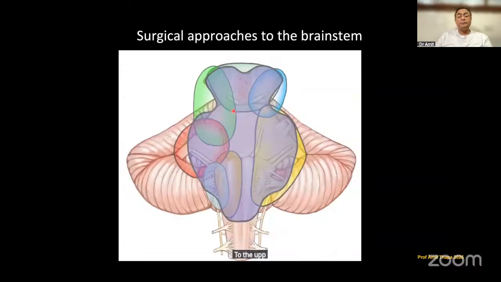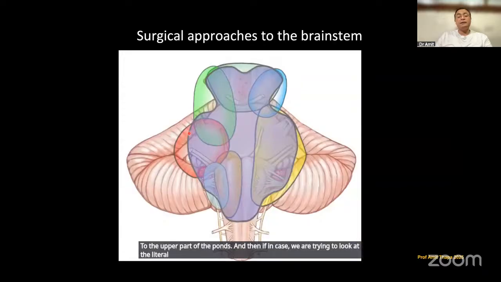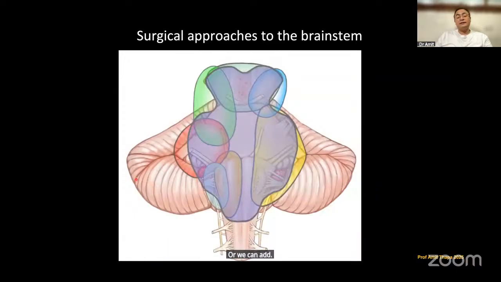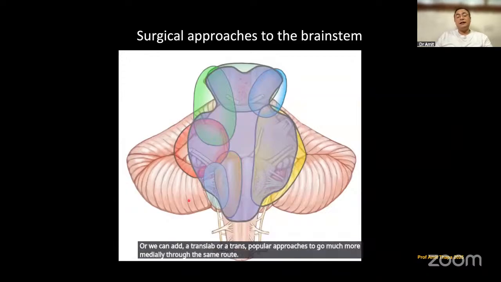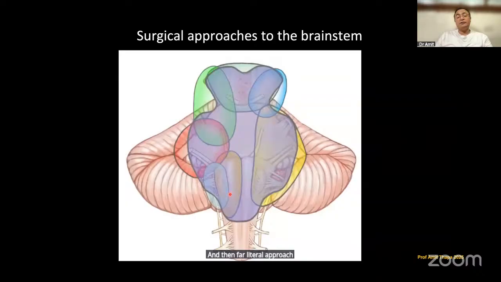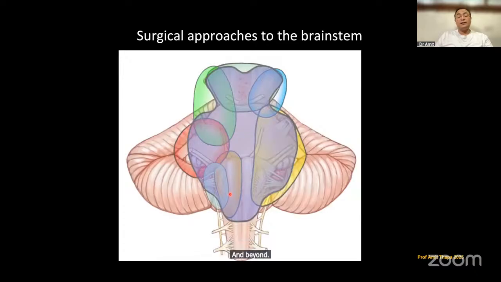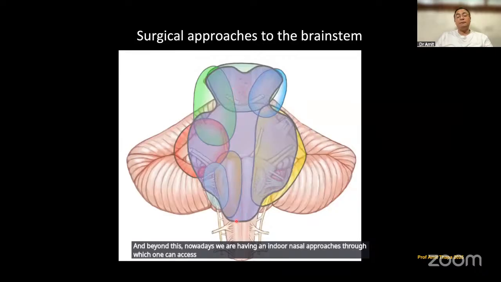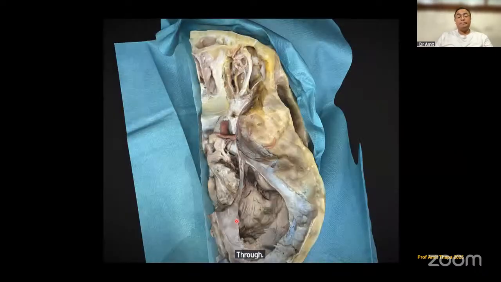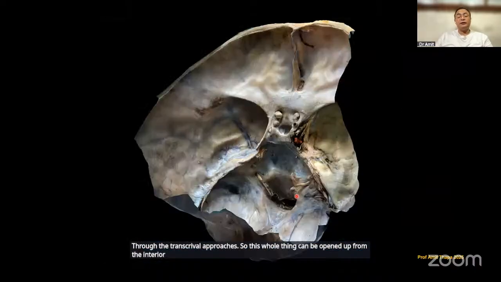And if we are trying to look at the lateral surfaces, at the CP angle, then we can go through the retrosigmoid approach, or we can add a translabyrinthine or a transcochlear approach to go much more medially through the same route. Far lateral approaches can give access to the anterior surface of the medulla oblongata. And beyond this, nowadays we have endonasal approaches through which one can access from the midbrain to the foramen magnum through the transclival approaches. So this whole thing can be opened up from the front and from the lateral side as the need arises.